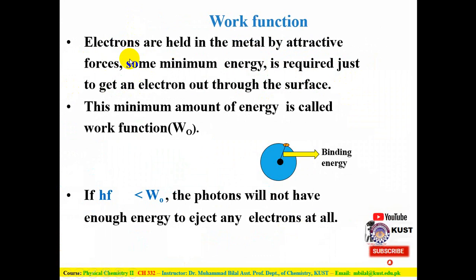As we know, the electrons in matter are revolving around the nucleus, and they are held by the nucleus of the atom by a strong bond, which is called binding energy. Now we need a minimum amount of energy to remove this electron from the surface. This minimum amount of energy needed to remove the electron from the surface of matter is called the work function.